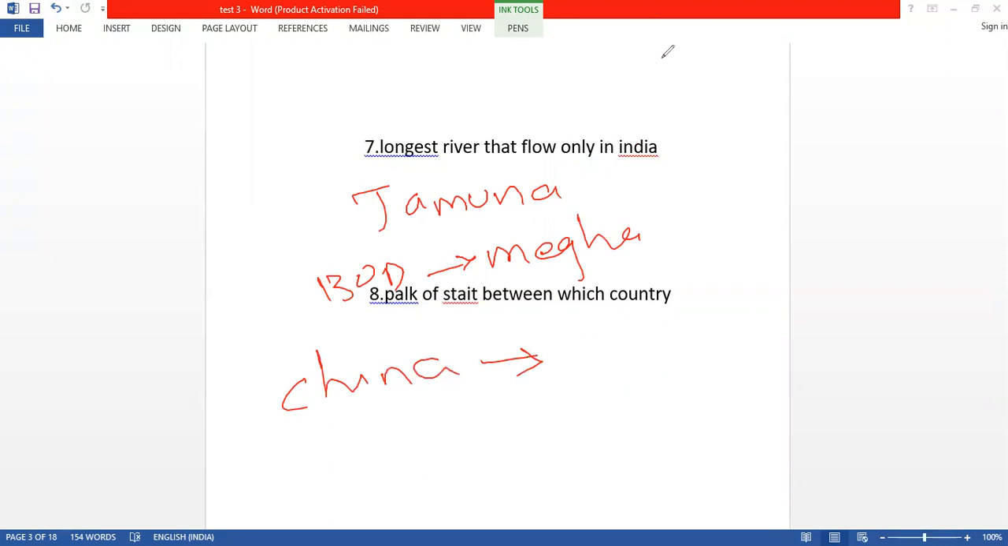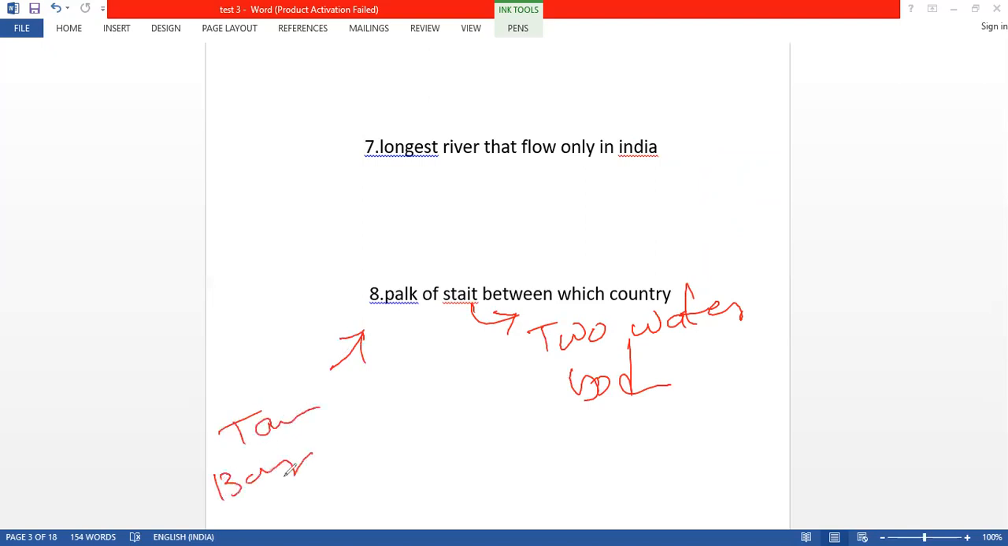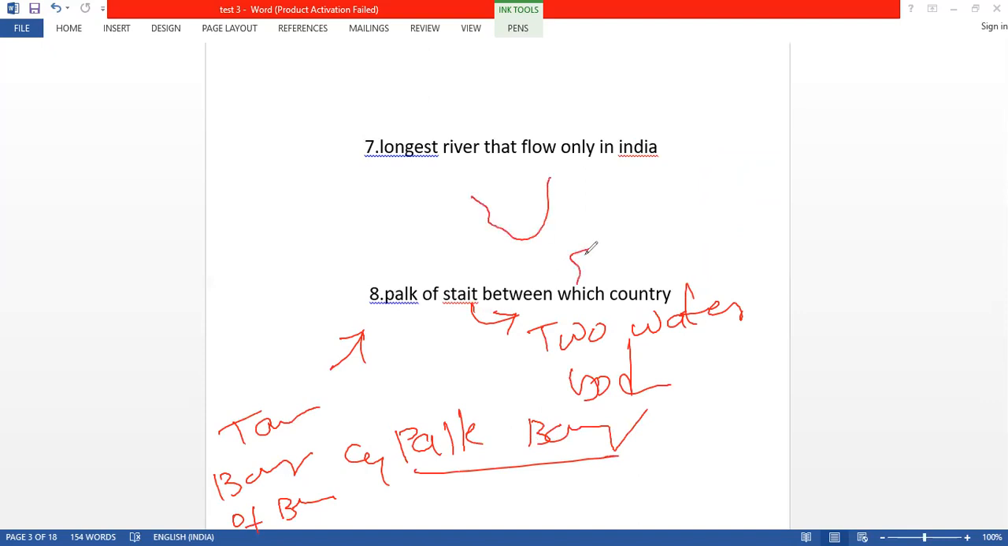Now let us move to the next question. Palk Strait is what? See, what do you mean by strait? A strait means connecting two water bodies. Now just tell me friends, the Palk Strait is connected between Tamil Nadu, the Bay of Bengal and Palk Bay. Okay, it is a narrow pass. You will see in India, and here there is Sri Lanka. You will see the Palk Strait.